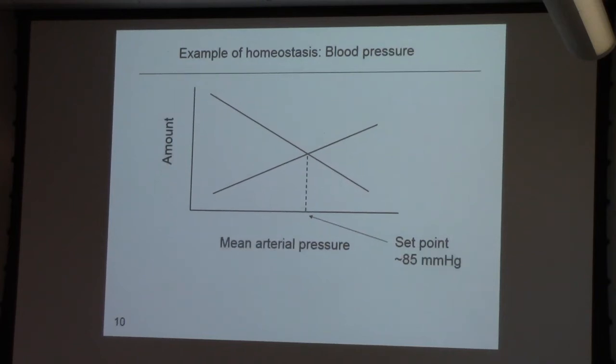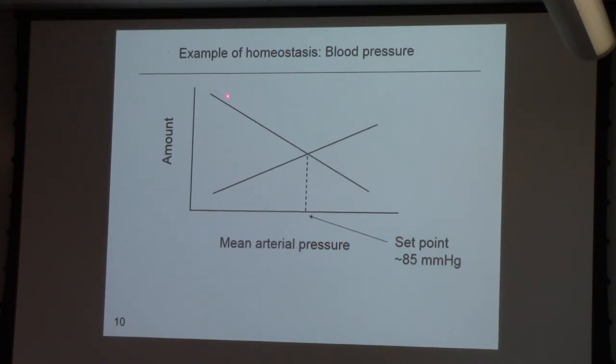Okay, so let's do this with arterial pressure. So I think I gave you the blank one of this, didn't I? Yes. Okay, so the set point for mean arterial pressure, remember it's systolic over diastolic, and there's an equation that you don't have to know for calculating the average or mean arterial pressure, but there's a set point, around 85 millimeters of mercury of hydrostatic pressure in the brachial artery.